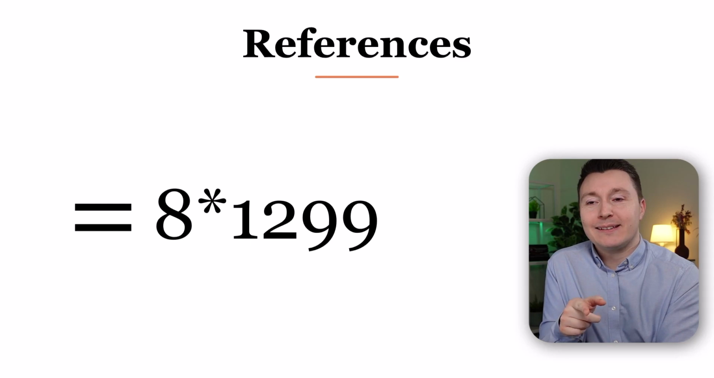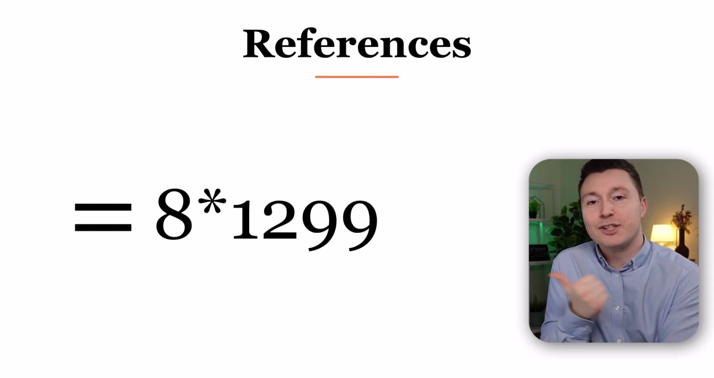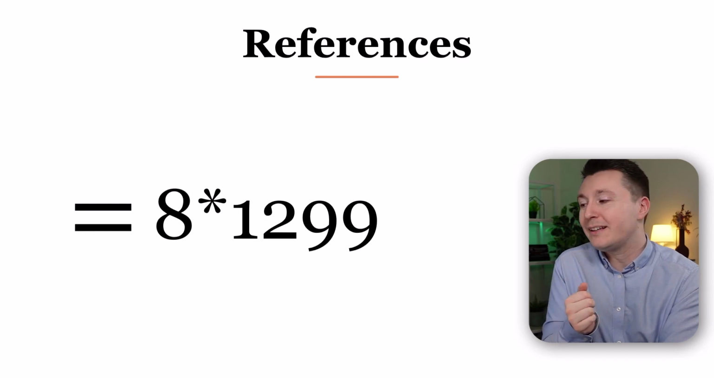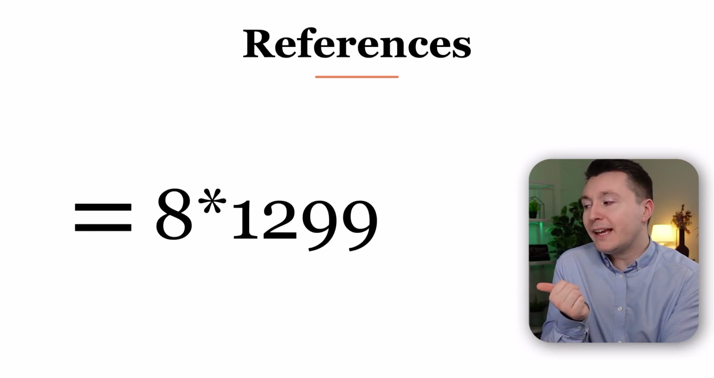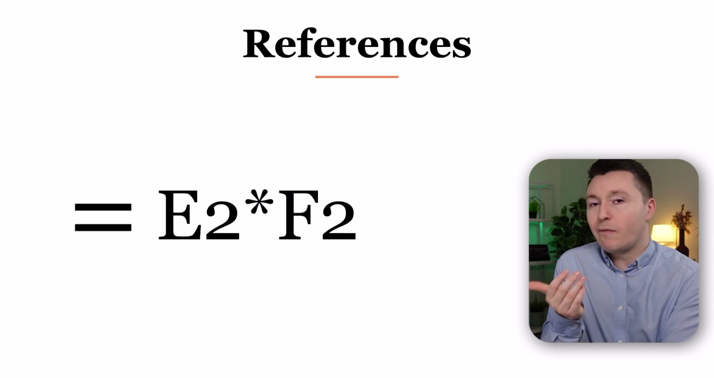And references are what actually makes calculations automatic in Excel. So here we have 8 times 12.99. That's the first order we tried to calculate with a formula. But instead, we're going to replace the actual numbers with references. And those are like placeholders. We can put something in instead. And that's actually references to cells.